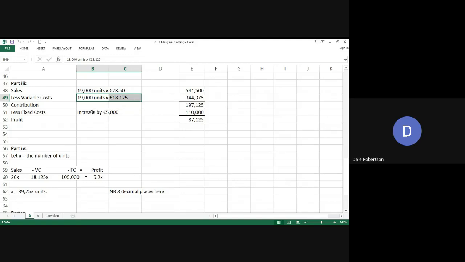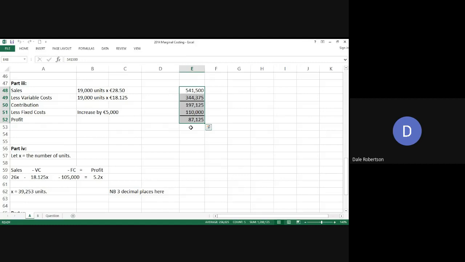And the fixed costs, well, because of that extra advertising, that's going to go from 105 up to 110. And you subtract those numbers to get your profit, and your profit in this case is 87,125, which is slightly better than the profit you were already making. So perhaps that's an option worth considering.